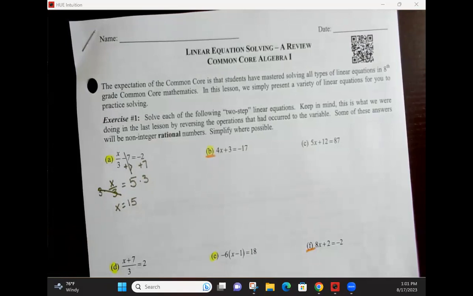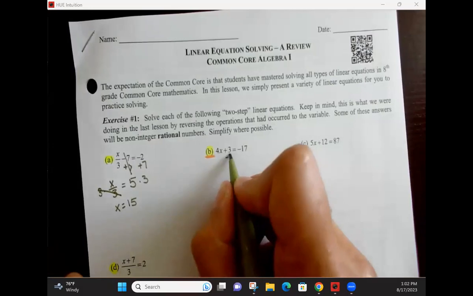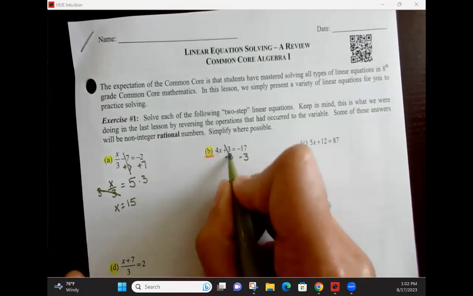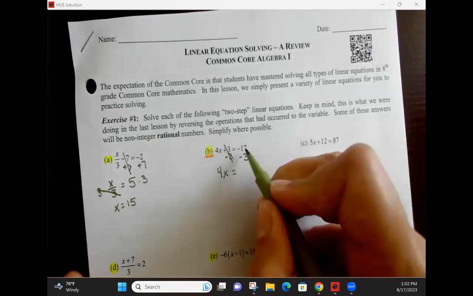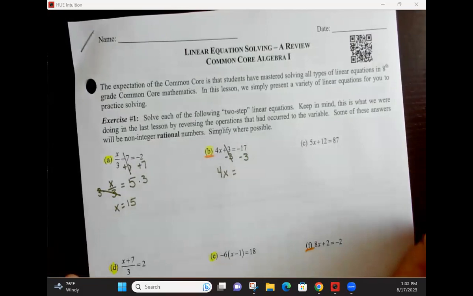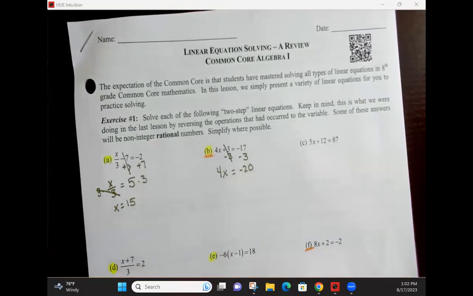B, same idea, different operation, but same idea. So what's my first step for B? Subtract 3. I start with those lower priority operations. So I'm subtracting 3. It's gone from the left-hand side. And I've got 4x equals negative 17 minus 3. Negative 20. Very good. Okay. So 4x equals negative 20.